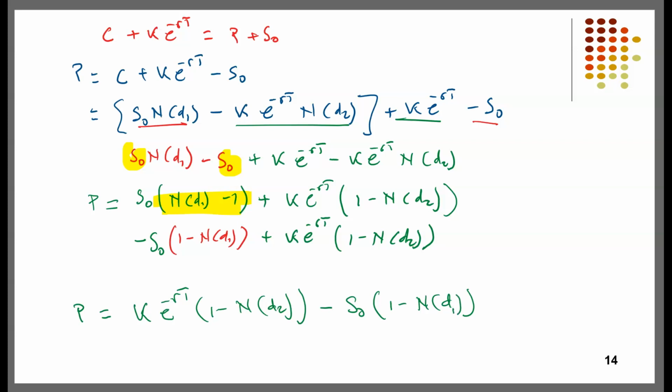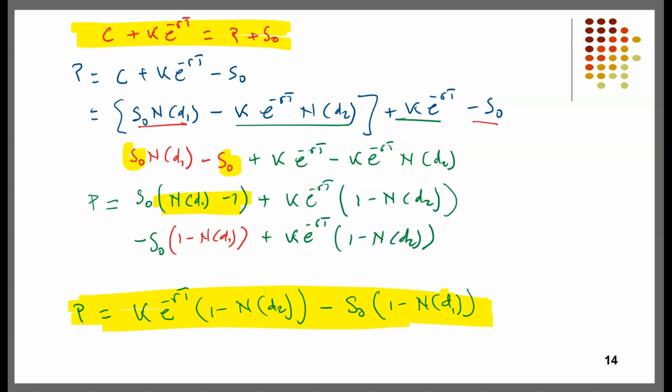Now you remember that d1 and d2 are defined as follows. d1 is the log of stock divided by strike, plus the risk-free rate plus one half of the variance, multiplied by T, divided by sigma times the square root of T. And for d2, we do the log of stock divided by strike, plus the risk-free rate minus one half of the variance, multiplied by T, divided by sigma times the square root of T. And so this is our put option value according to Black-Scholes, given the put-call parity.